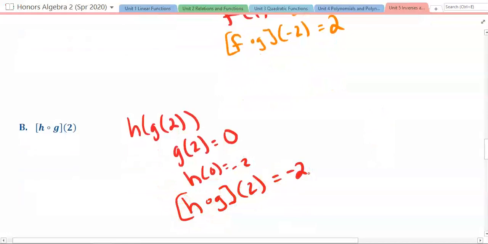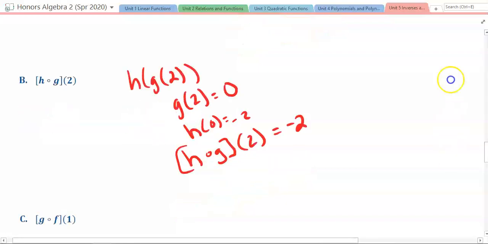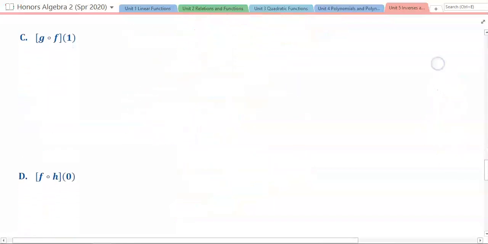So again, these aren't hard problems. You just have to understand the order in which they're done. All right, so there's a couple more here. You can try them on your own, and I'll put the answers at the bottom of the video. They'll be in the notes that I'll post online, but you can try them on your own if you'd like.